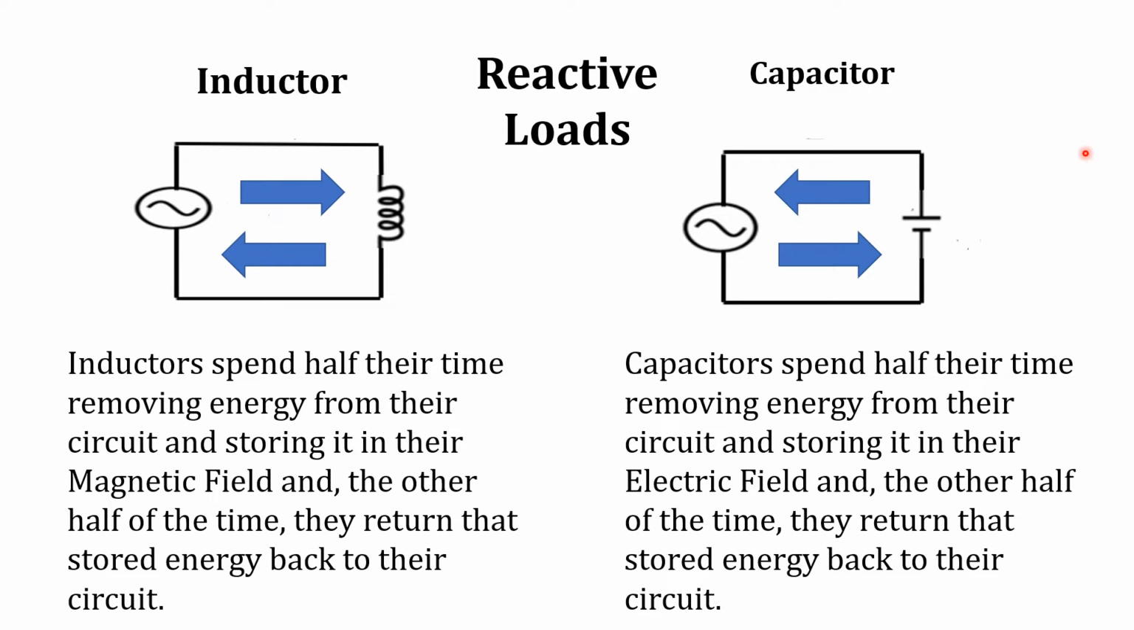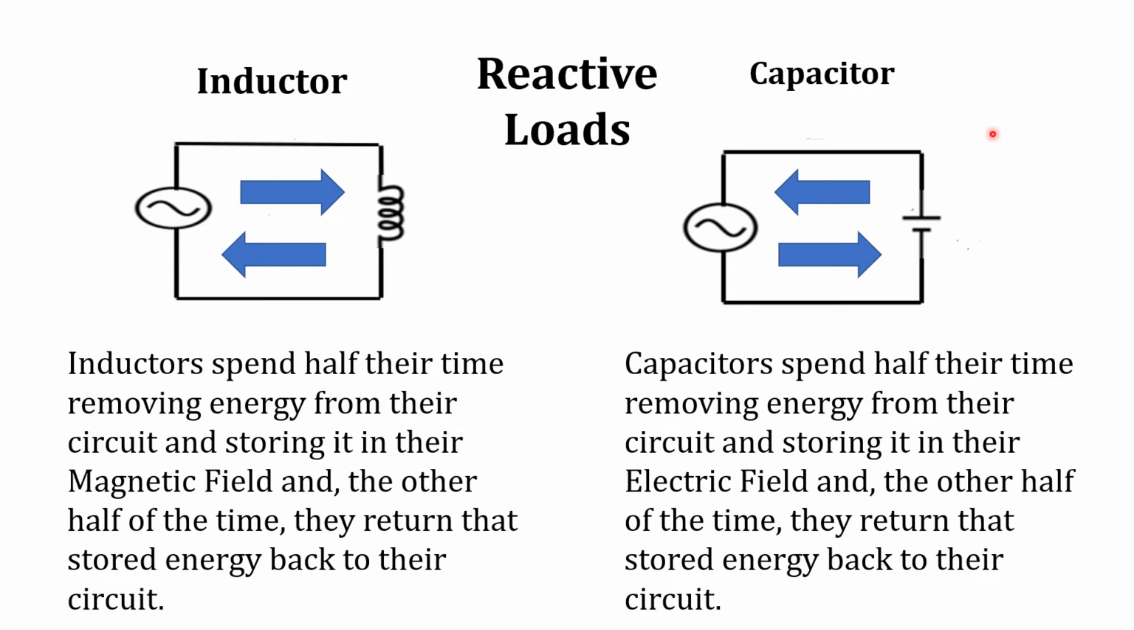Unlike active devices, these reactive devices only temporarily remove and store energy from their circuits and then simply return that energy back to those circuits. At the end of this cycle, the net transfer of energy between the source and the reactive device is zero, because all the energy delivered to the circuit by the source is removed, stored, and returned back to the circuit and the source.